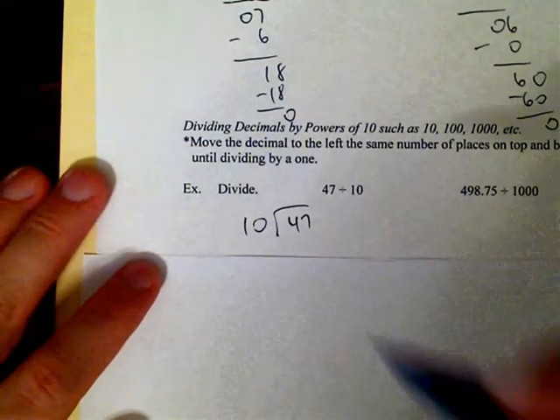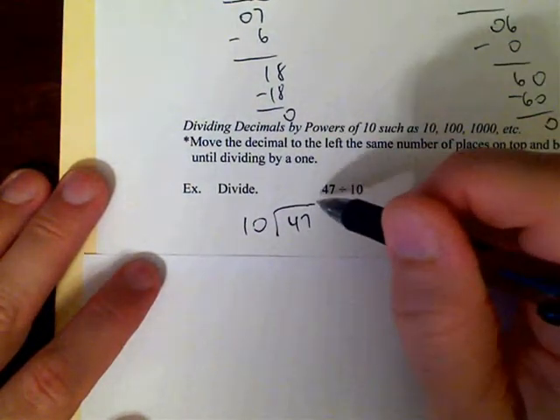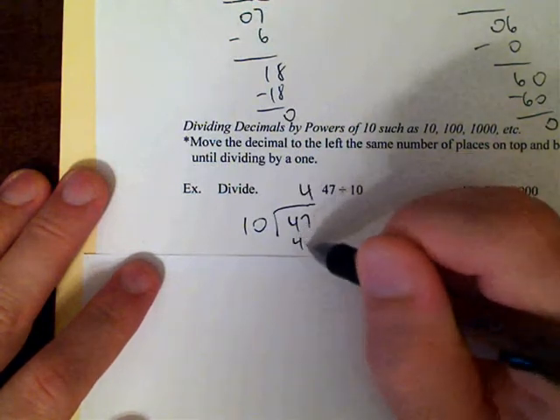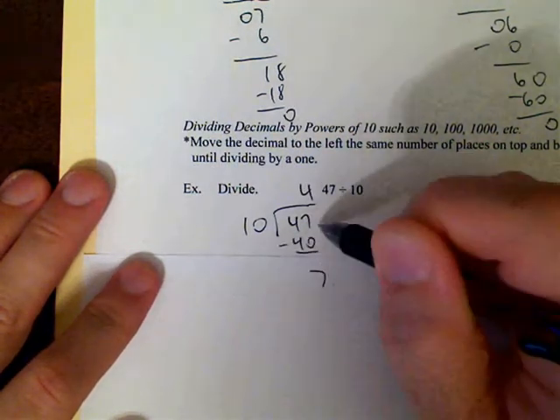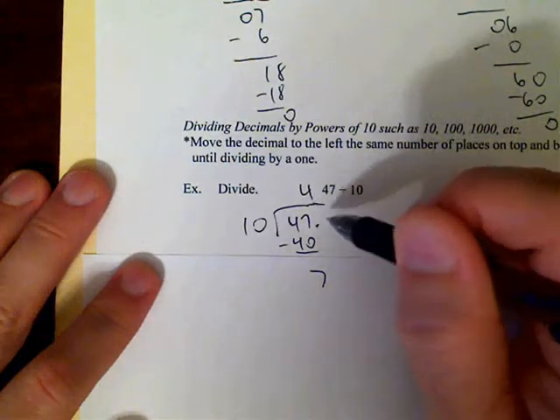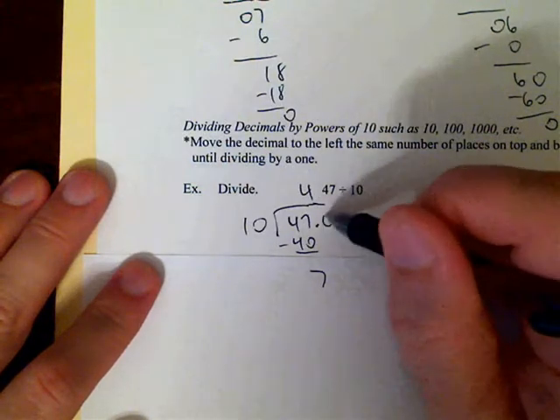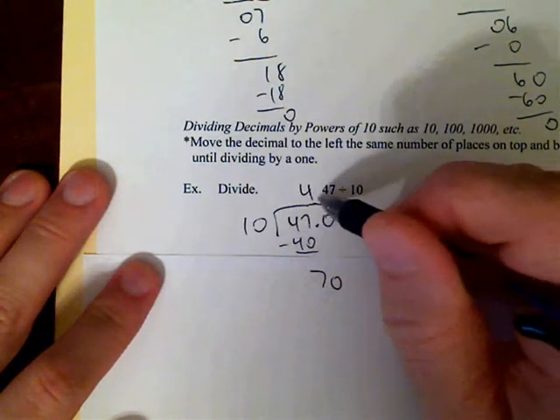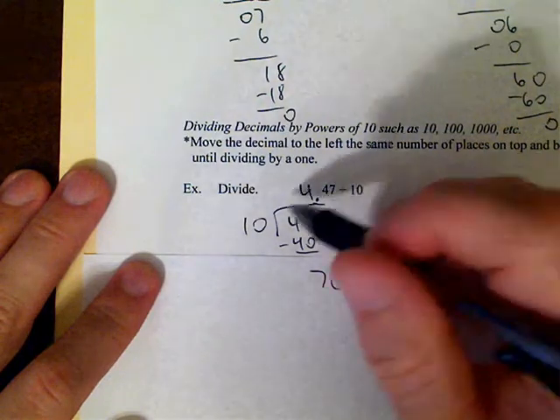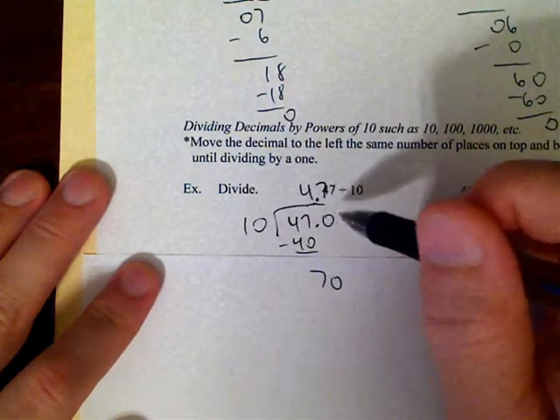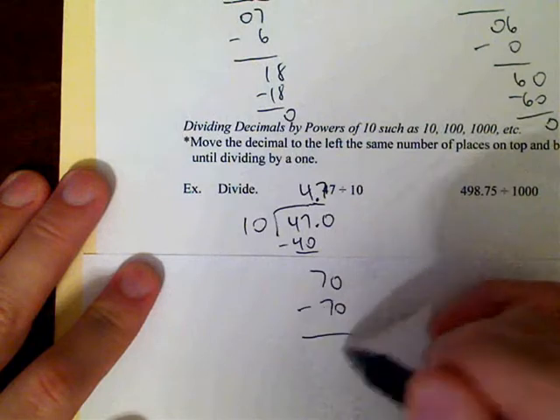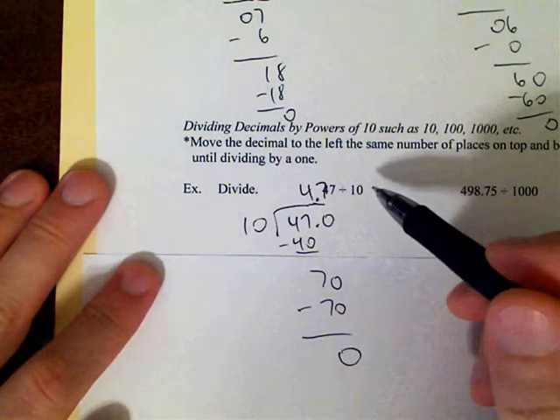10 won't go into 4, but 10 will go into 47 4 times, and 4 times 10 is 40. Subtract, you get 7. Just throw in a decimal, because it's at the end if we don't have one. Put a 0, bring down the 0. Move that decimal up, that's where it goes. 10 goes into 70 7 times, and 7 times 10 is 70. Subtract. So 47 divided by 10 is 4.7.